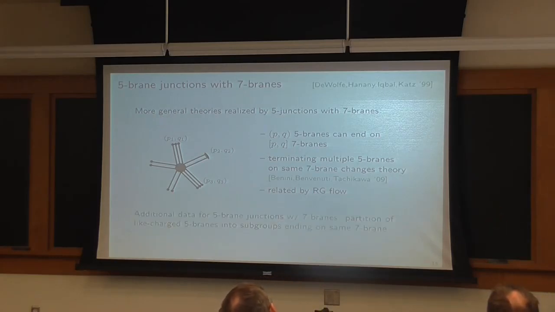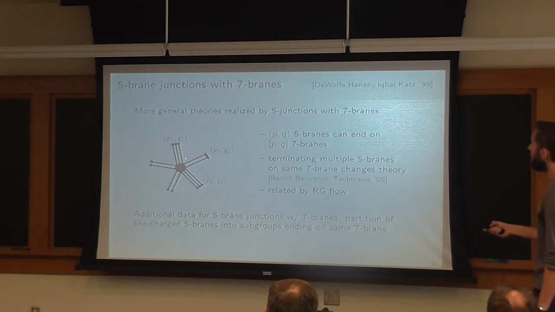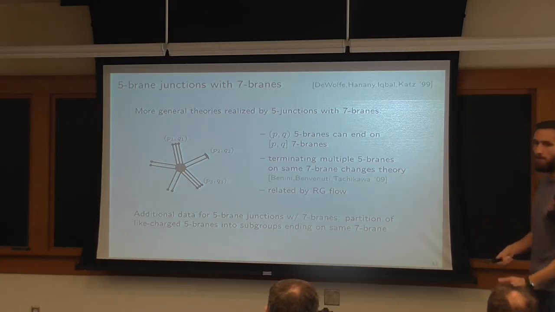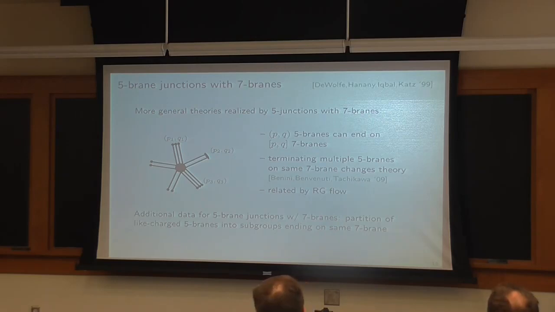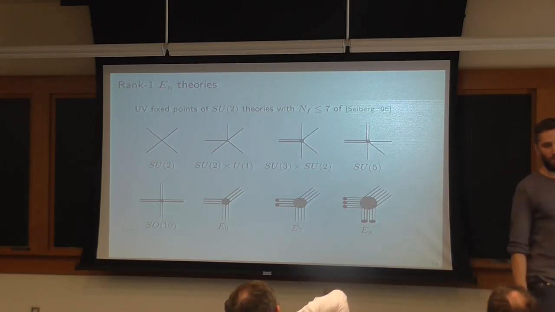So the additional data for a generic junction of 5-branes is that in addition to the 5-brane charges, I need to give you a partition for each group of like-charged 5-branes into subgroups which end on the same 7-brane. So there's some combinatoric data associated with each of these legs of the intersection. And once you allow me to do that, I can actually realize all of Seiberg's Sc2 theories.